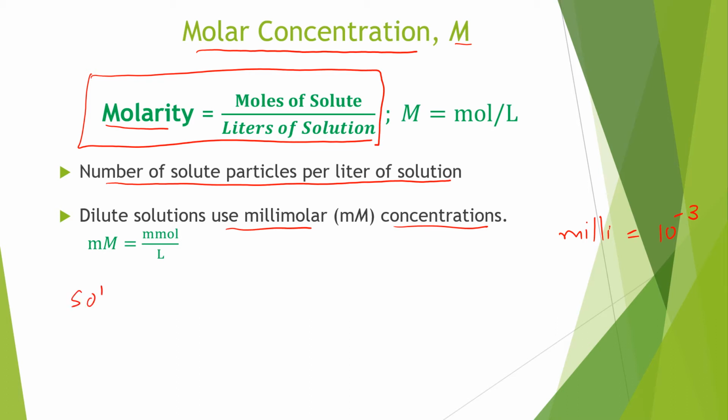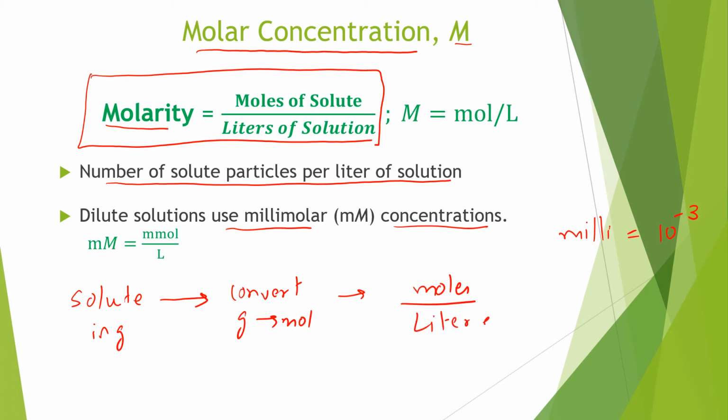If a solute is given in grams, the first thing we need to do is convert the grams of solute to moles of solute, and then divide the moles by the liters of solution, and this will give us the molarity. Many times the solute will be given in grams, so in that case we have to find the moles from the grams, and we already know how to convert grams to moles. Let's take a look at a few examples.